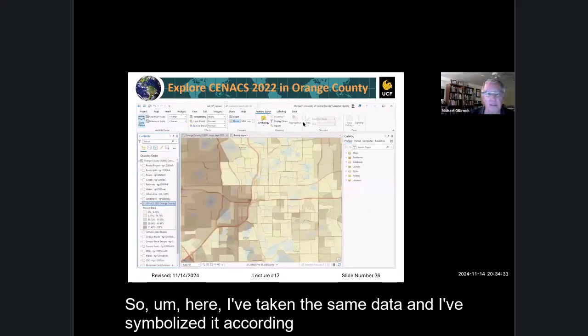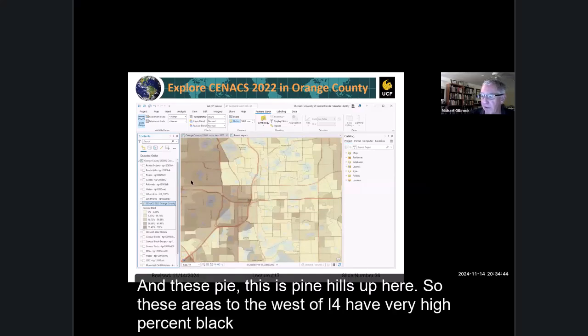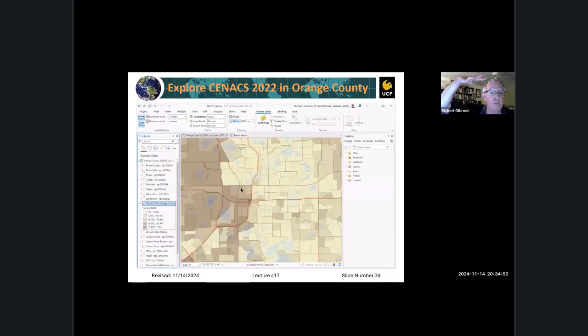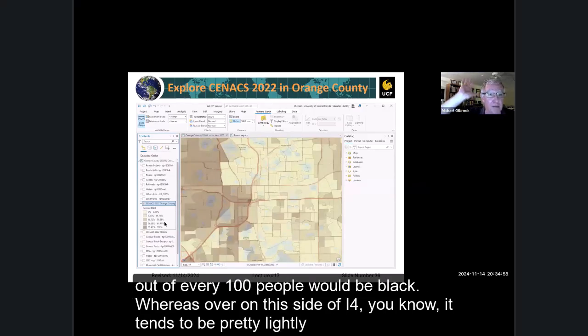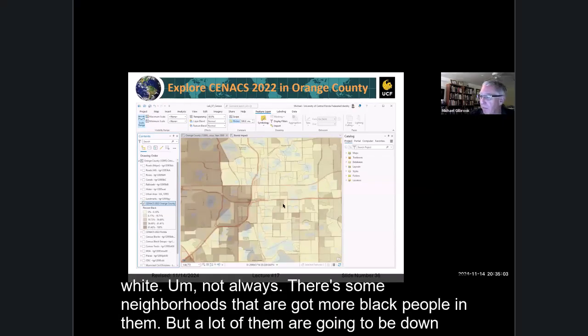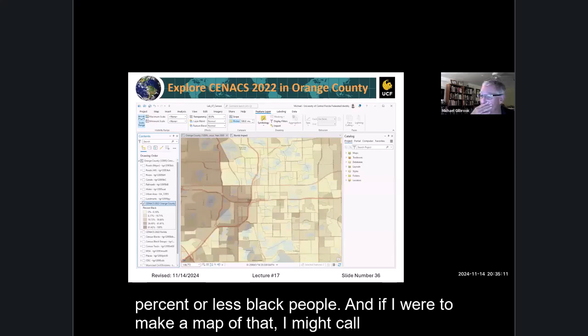Here, I've taken the same data and I've symbolized it according to percent Black. I've got this neighborhood over here, this is the Paramore district, and this is Pine Hills up here. These areas to the west of I-4 have very high percent Black populations. If you walked around, the number of Black people you'd meet would be like 61 out of every 100 people. Whereas over on this side of I-4, it tends to be pretty lily white. Not always. There are some neighborhoods that have more Black people in them, but a lot of them are going to be down here in the 8% or less Black people.